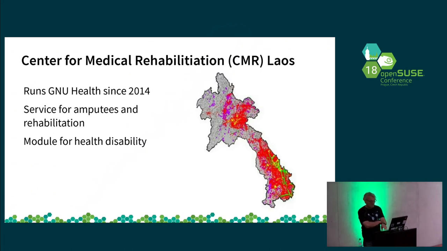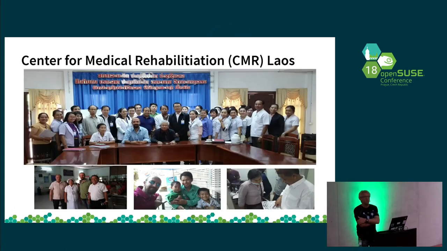And the Center of Medical Rehabilitation in Laos takes care of these victims. In between, they've broadened their scope and they're also dealing with standard, let's say, surgeries and examinations. So the Center of Medical Rehabilitation, the implementation there was also a very, let's say, clean one, and it could be used basically as a role model.